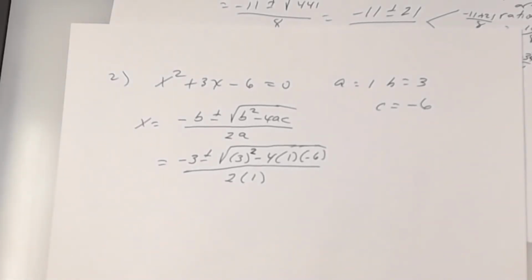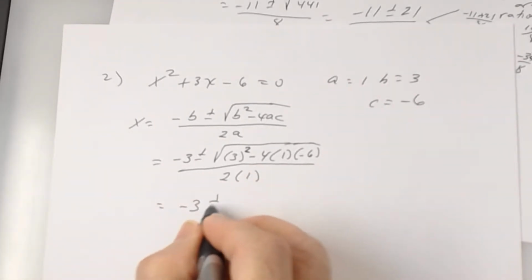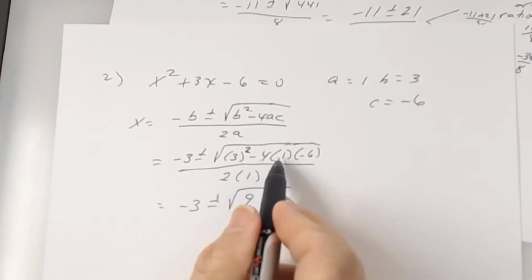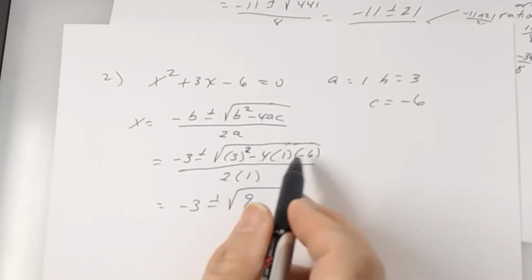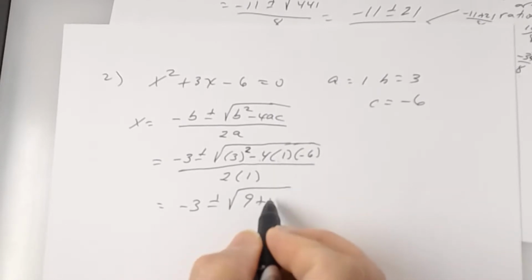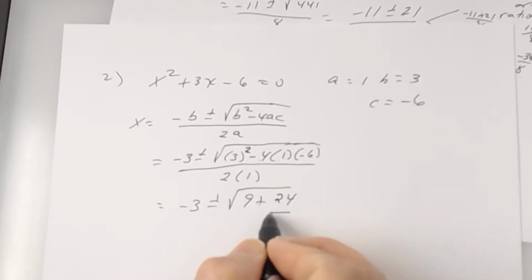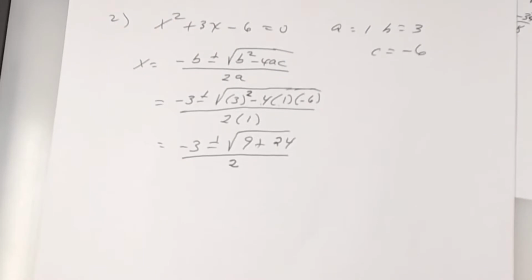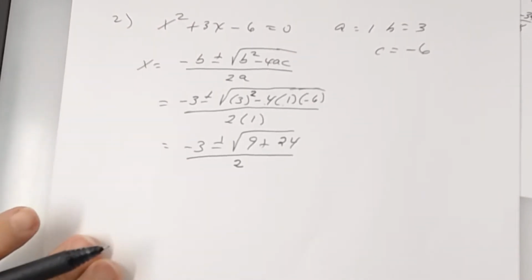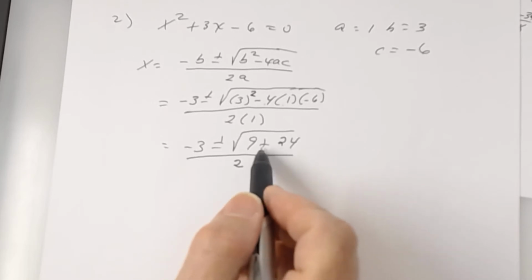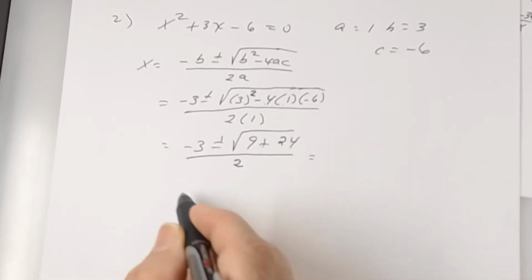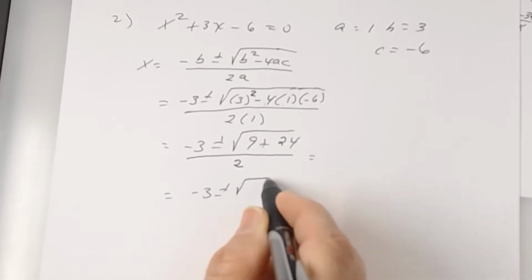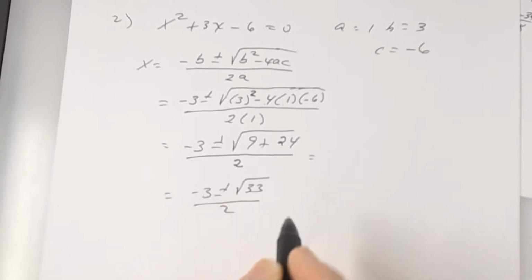All right. So I get negative 3 plus or minus the square root of, what's 3 squared? 9. A negative times a positive is a negative. A negative times a negative is a positive. So that's plus what, though? 24. All over 2. Do you see our steps compare like last time? Everything's the same. Then remember last time I added those two numbers. What's 9 plus 24? 33? All over 2. All right, so that's where I'm at.